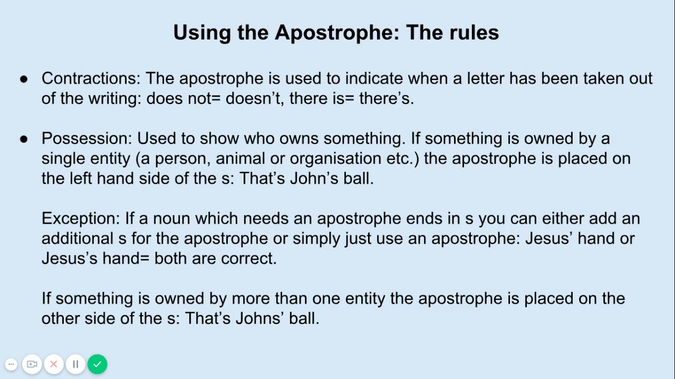Now, with the possession, if something is owned by more than one entity, then the apostrophe is placed on the other side of the S, the right-hand side of the S. So that's Johns' ball. So if we look at that example, what that tells me as a reader is there's more than one John who owns that ball. But if the apostrophe again is on the left-hand side of the S, there's only one John who has possession of that ball. So that can be a little bit confusing, but practice makes perfect.